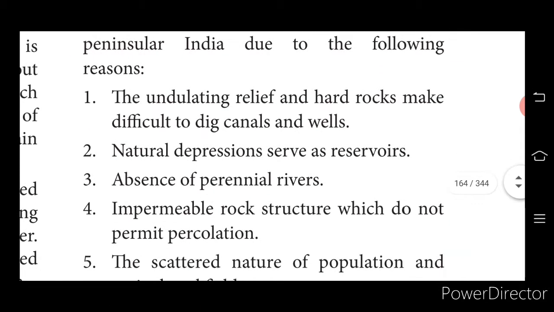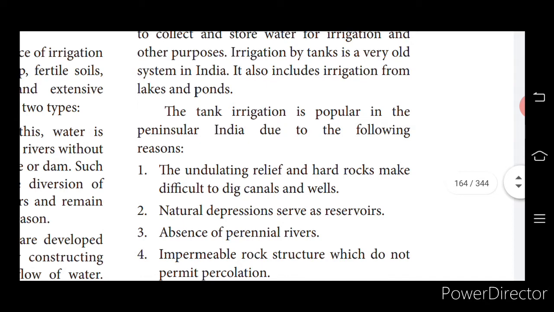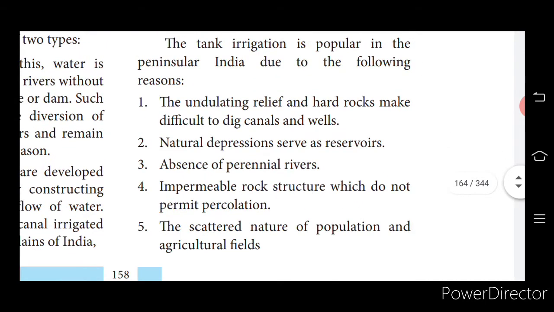So number one is undulating relief and hard rocks, which make it difficult to dig canals and wells. Because of digging on the stones, it is very difficult. So it is irrigated from the lakes and ponds. Natural depressions serve as reservoirs.